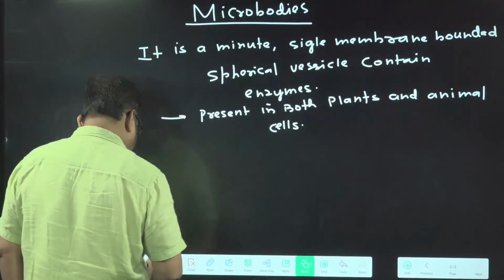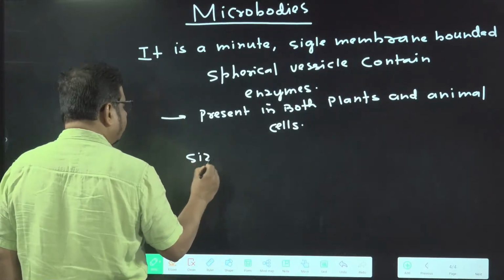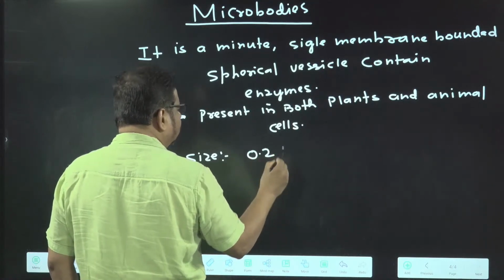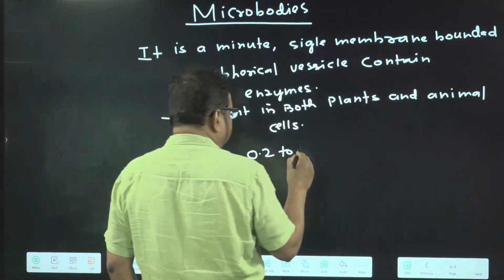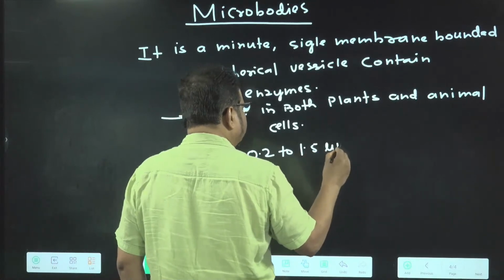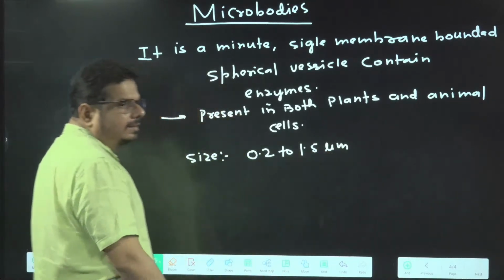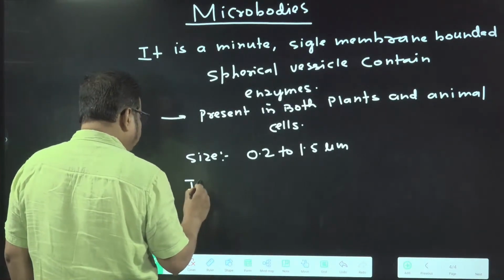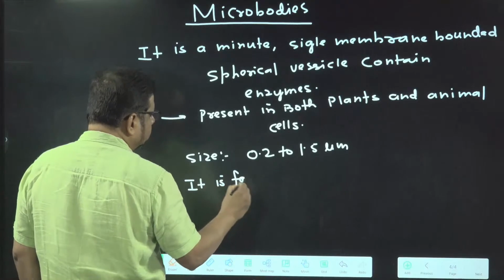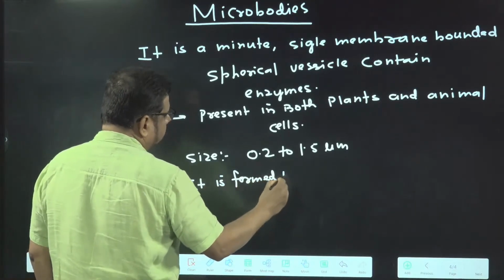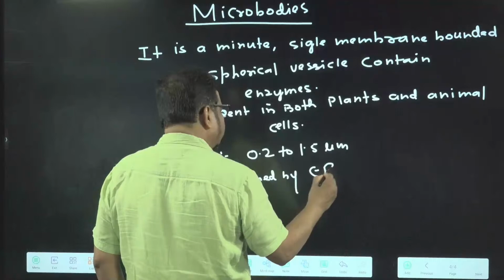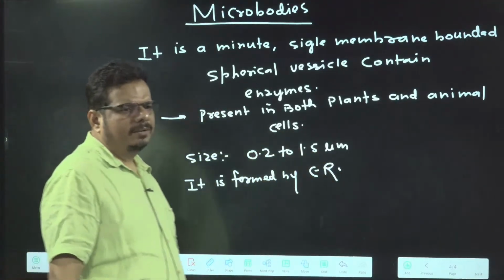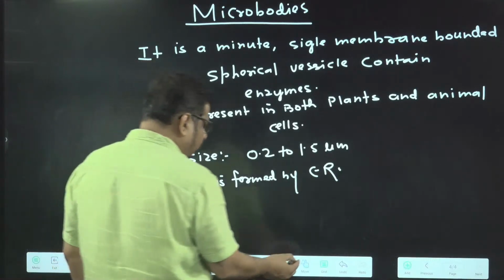If you talk about the size of the microbody, the diameter is 0.2 to 1.5 micrometer range. This is the size of the microbody. It is formed by endoplasmic reticulum. Who is forming this microbody? Endoplasmic reticulum is forming this microbody. Getting the idea? ER is forming this microbody.